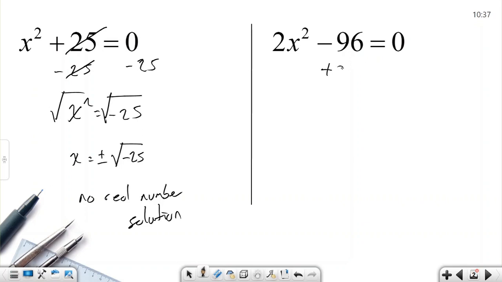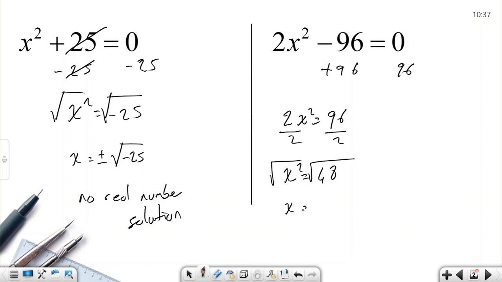2x squared equals 96, same idea. Add 96 to both sides. So 2x squared equals 96, divided by 2 on both sides. Now we will have x squared equals 48. Use the square root again. x is equal to positive or negative square root of 48. So what is the square root of 48? 48 is 16 multiplied by 3. So let's write here, it's plus or minus square root of 16 multiplied by 3. And the square root of 16 is 4. So it will be equal to positive or negative 4 square root of 3.